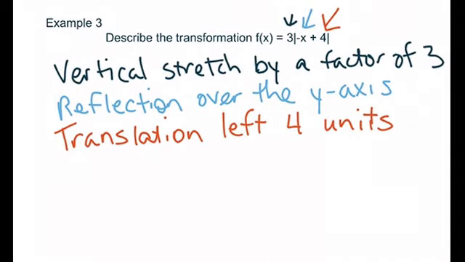Okay, so you should have a vertical stretch by a factor of 3 because the A value is bigger than 1. You should have a reflection over the y-axis because it's inside the absolute value, and a translation left 4 units because inside the absolute value, those signs do opposite of what you think they should. So good job.